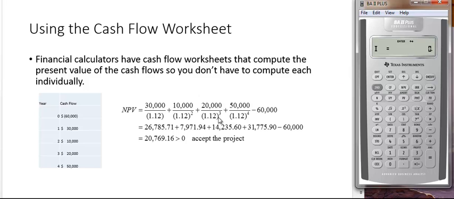We've been using an interest rate here of 12%. So I'm going to put in 12. In the calculator, you put in a whole number. Make sure you hit the enter key so you see the equal sign. Hit the down arrow key and hit compute, and we get 20,769.16. So again, you get the same calculation, a little bit easier because you don't have to calculate each one of these separately and then add them up and then subtract out the cost.